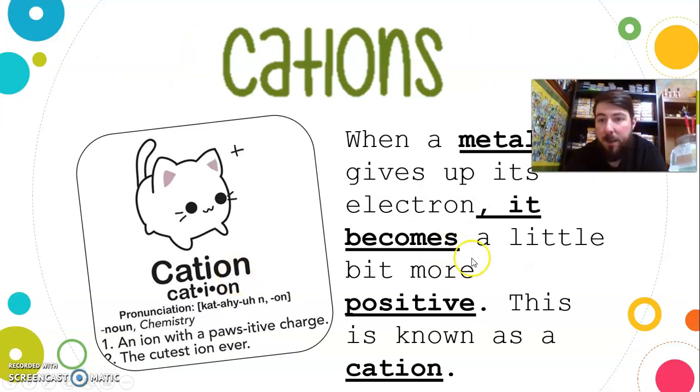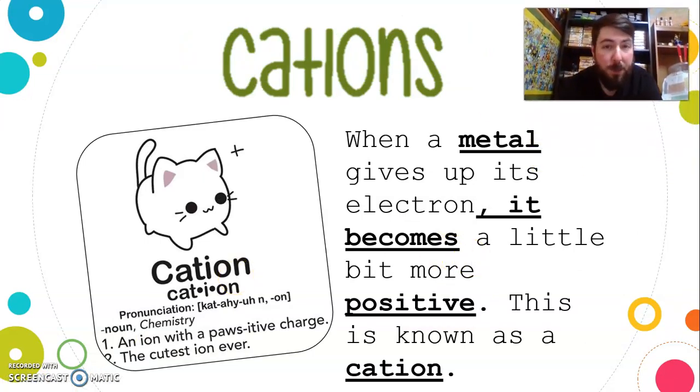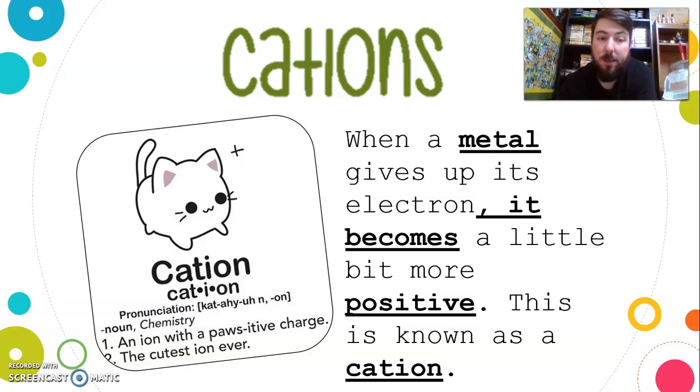So what happens is, the metal is going to be giving up its electrons. So it's going to have fewer electrons than protons. So it's going to have fewer negatives and more positives. And because of that, the metal gets a positive charge because its positives are more than its negatives. And that's, again, called a cation.